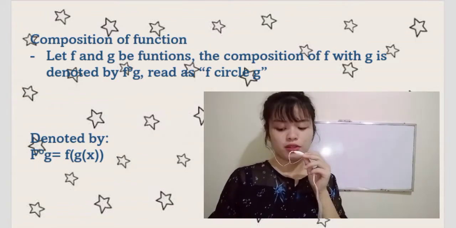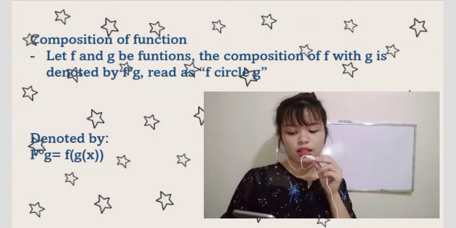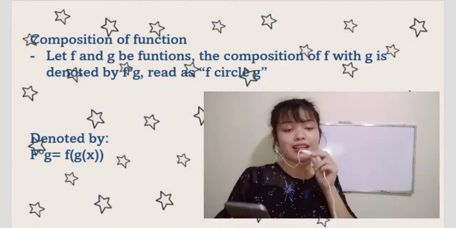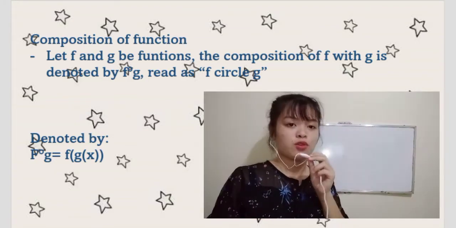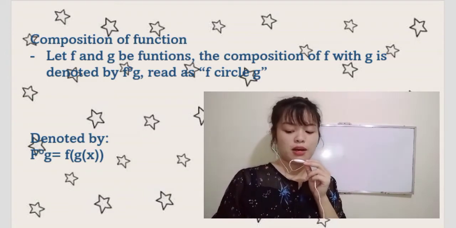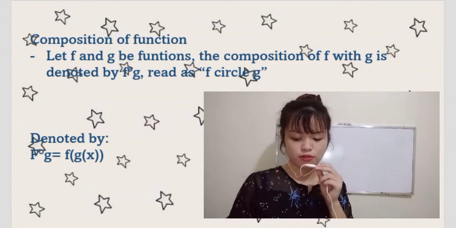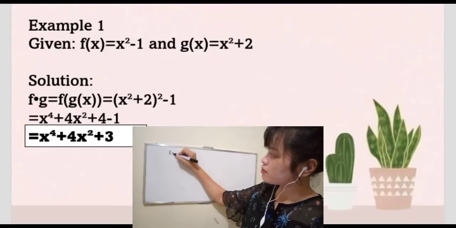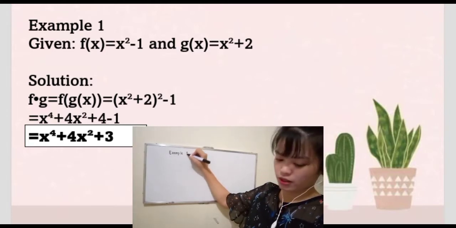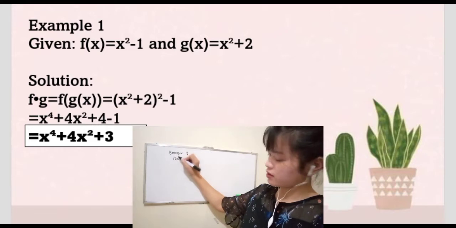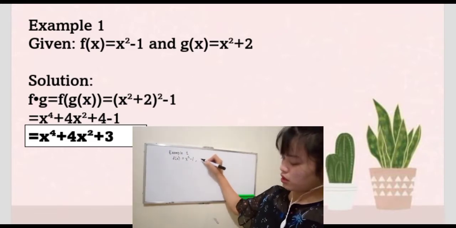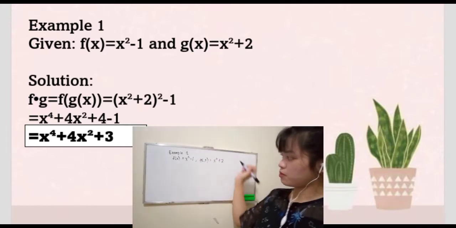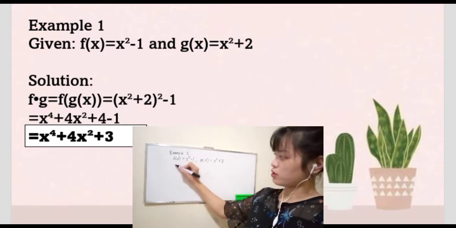So, our next topic is all about the composition of function. Let's say, let f and g be functions. The composition of f with g is denoted by f circle g. So, kung makita natin sa monitor, yun yung sa baba niyan, yun yung pinaka-formula na ginagamit natin to solve the composition of function. Okay. So, ang given natin is f of x, x squared minus 1, and ating g of x is x squared plus 2. So, this is the solution.